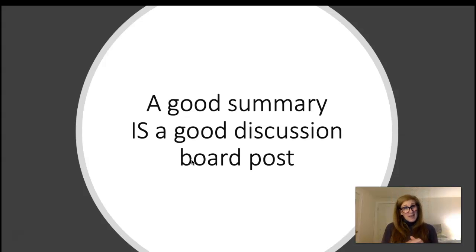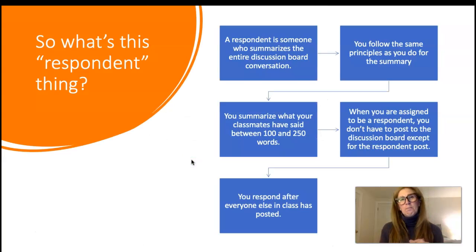And a good summary is a good discussion board post. So if you follow these guidelines for writing a good summary, you will have an acceptable discussion board post, and you will be in good shape and on track to earn the A for the assignment.